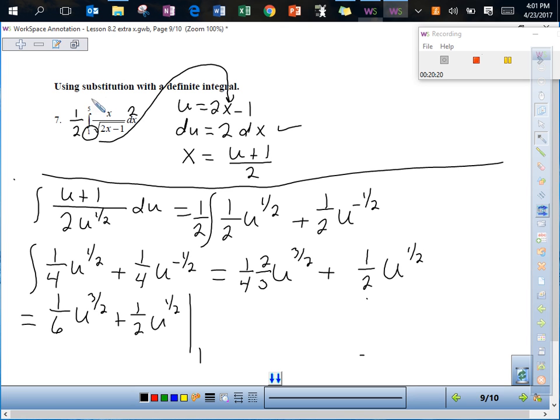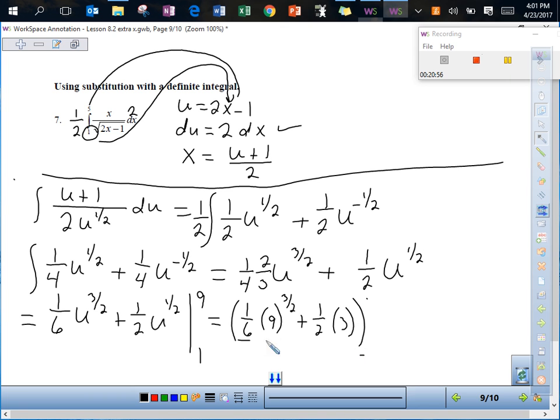Now let's plug in your 5. 2 times 5 is 10. 10 minus 1 is 9. Now I don't need to take that step and sub in 2x minus 1 in place of my u. I have this thing in 100% terms of u, so now I can just do this. When I run that 9 through there, I'm going to get 1/6 times 9 to the 3/2 plus 1/2 times 9 to the 1/2, which we know is 3.